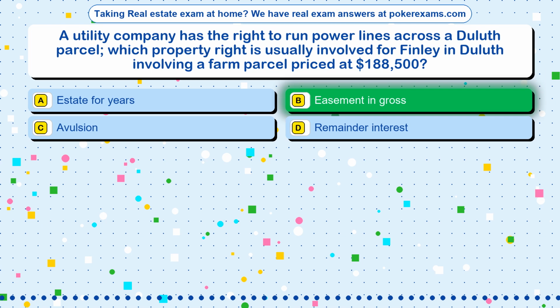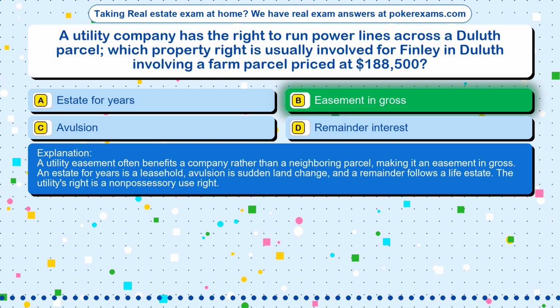The correct answer is option B. Easement in gross. A utility easement often benefits a company rather than a neighboring parcel, making it an easement in gross. An estate for years is a leasehold, avulsion is sudden land change, and a remainder follows a life estate. The utility's right is a non-possessory use right.